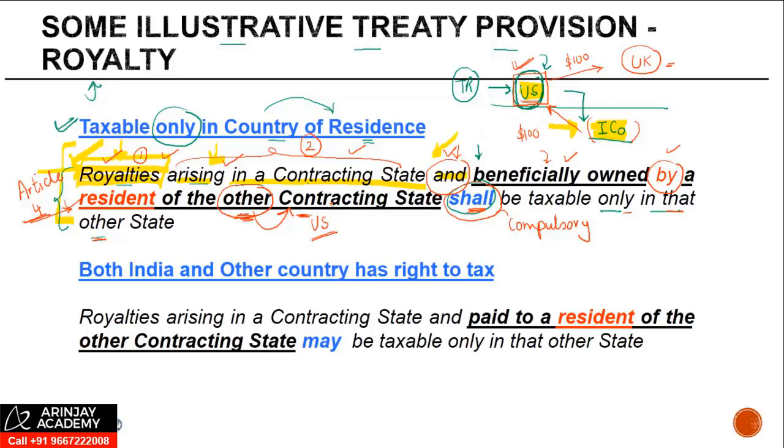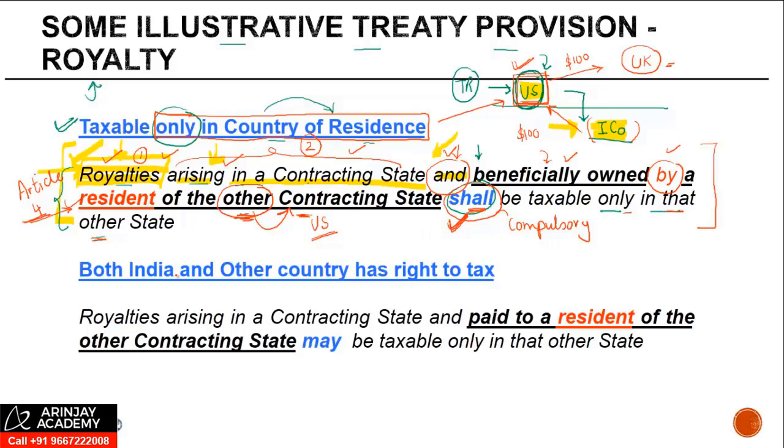Like I said once before as well, this US is only for illustrative purposes. This clause is not the clause relating to the India-US treaty, but it was just meant to give you an example. So in this case, what happened was that the right to tax was given only to the country of residence, which was US, for example. And this happened because of the use of the word shall.